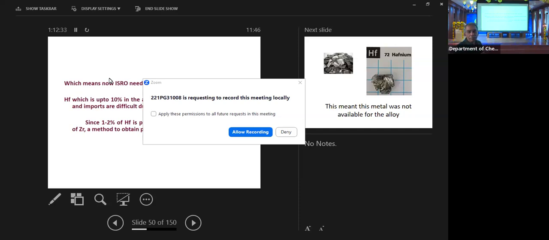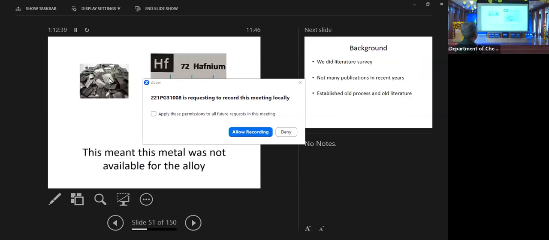Then the VSSC team came to us and said, kindly look into a procedure by which we can separate hafnium from the zirconium sands.